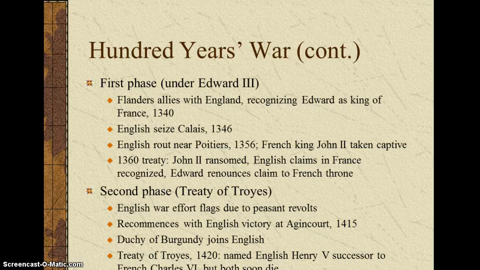Okay. The 100 Years' War continued. The first phase under Edward III is Flanders allies with England. Flanders is what's currently known as Belgium and the Netherlands. It recognizes Edward as the king of France. Why did Edward want to be recognized as the king of France? Because he was the grandson. He's related on both sides and has an actual blood tie to the throne.